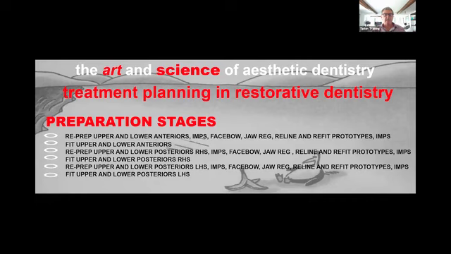So they're going to be to get the upper anteriors and lower anteriors prepped, fitted. Then we move on to one side, the right side, get them prepped, fitted, move on to the other side, get them prepped, fitted. And the way in which we go about them is we take off the upper and lower prototypes. We re-prep. Remember, I've prepped just to the gingival margin. My soft tissue is now healed.